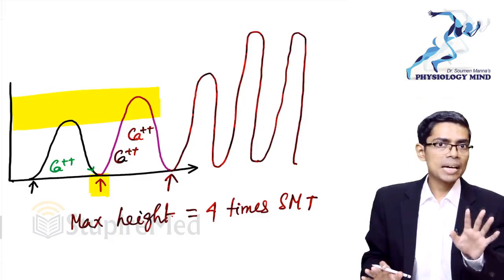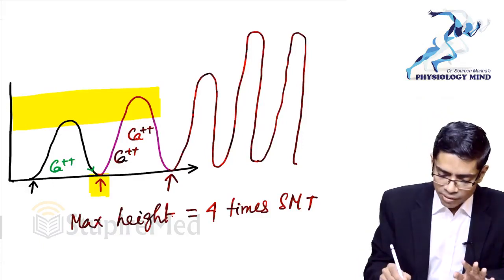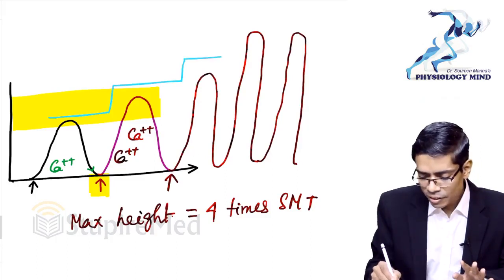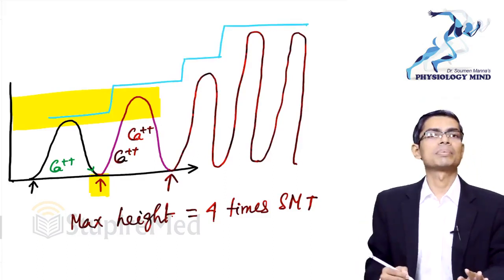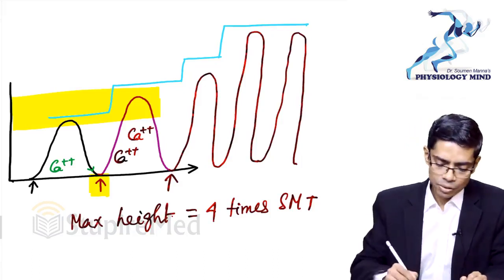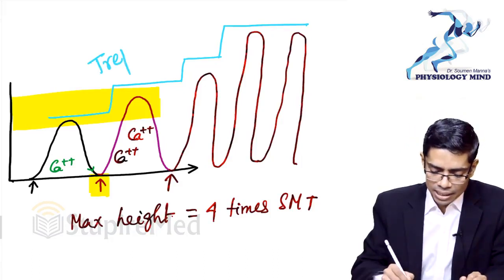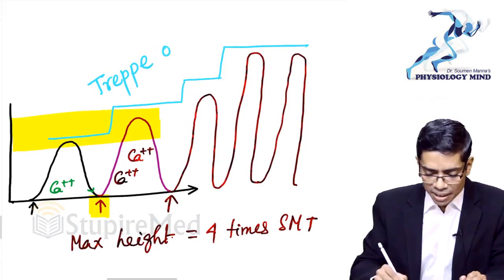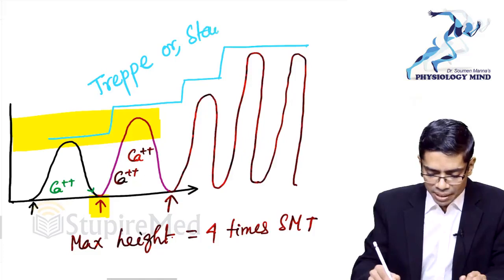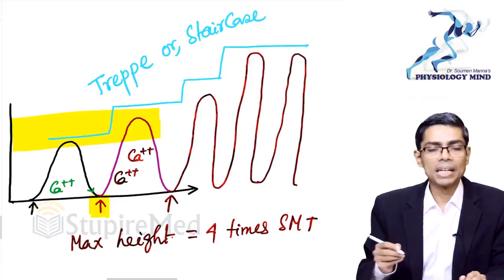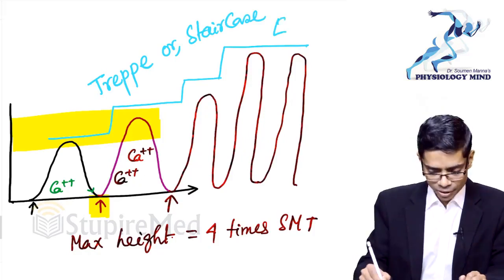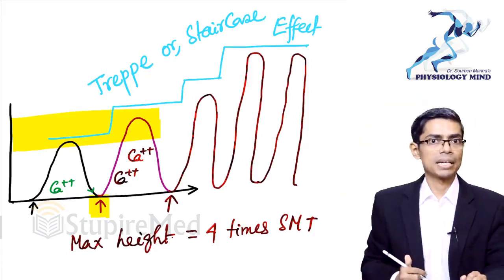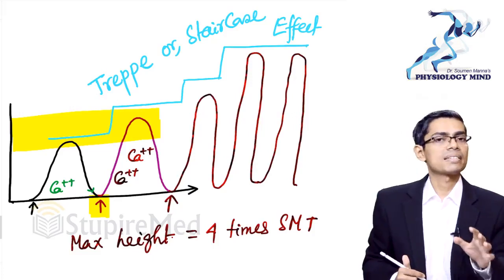So this step by step increment of height during multiple contraction is known as TREPPE, or staircase phenomena or staircase effect. Okay, getting my point? It's like a stair, height is rising gradually, TREPPE or staircase phenomena.